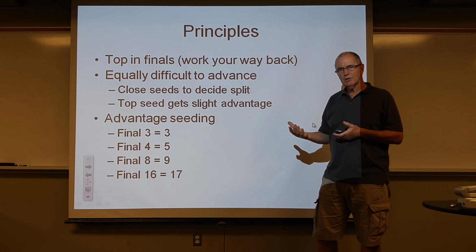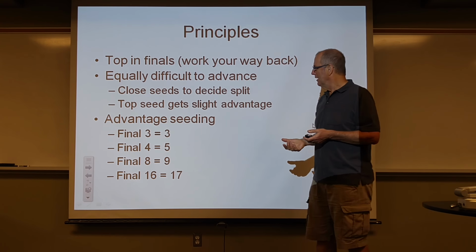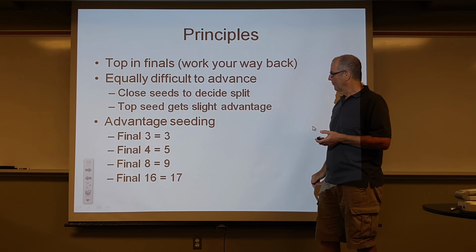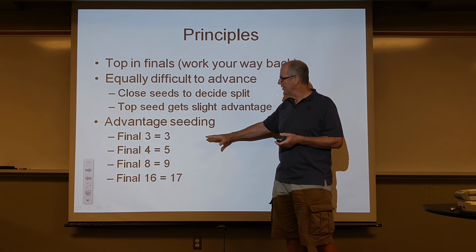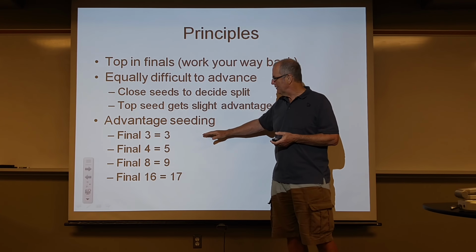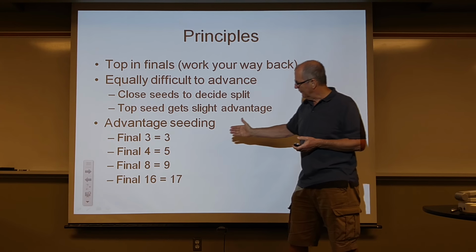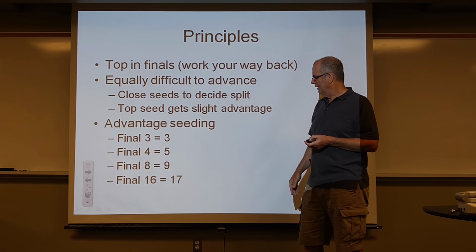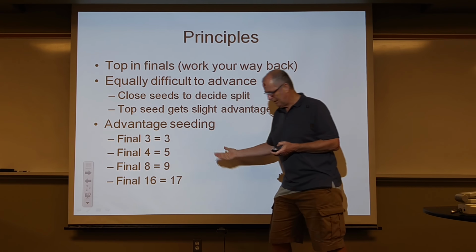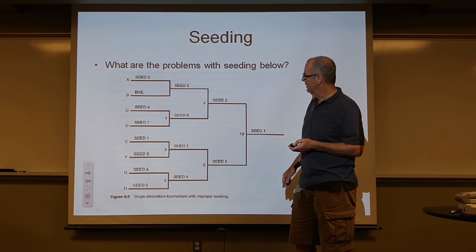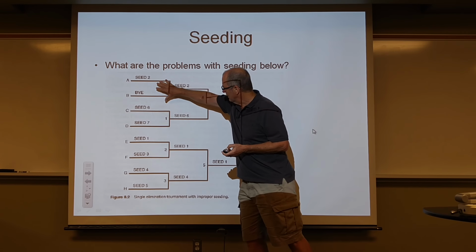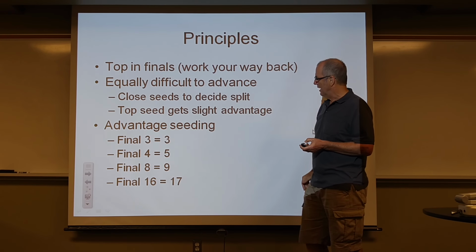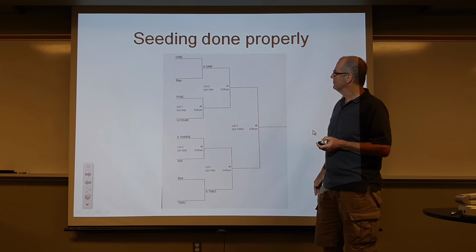Advantage seeding, there's equitable seeding and advantage seeding. In equitable seeding, we push this through all the way so that it's equal all the way through. In advantage seeding, the final 3 is going to add up to 3, the final 4 is going to add up to 5, the final 8 is going to add up to 9, as we indicated earlier. And then the 16 should add up to 17. So again, just to go back here, this is 8 plus 1, so that should be 9. At this level, it should be 4 plus 1 equals 5. So that's what these numbers are referring to.